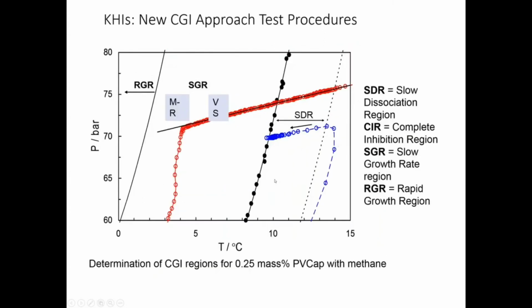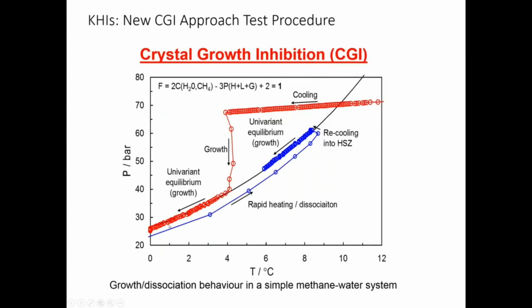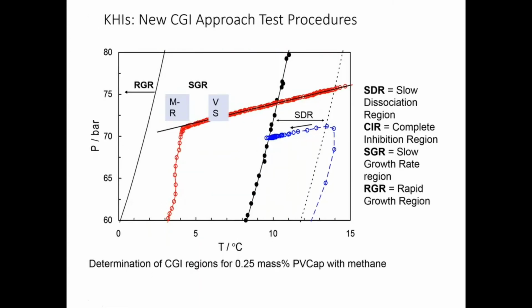Now, we repeat this test with a very small amount of PVCap. You can see that we form hydrate, but the rate of hydrate formation is slower. This is every 5 minutes. When we want to melt hydrate, we have to go a lot outside the hydrate phase boundary. In the previous one, we just needed 1 degree outside to dissociate hydrate. Here we need around 3-4 degrees outside the hydrate phase boundary. So something is happening here.